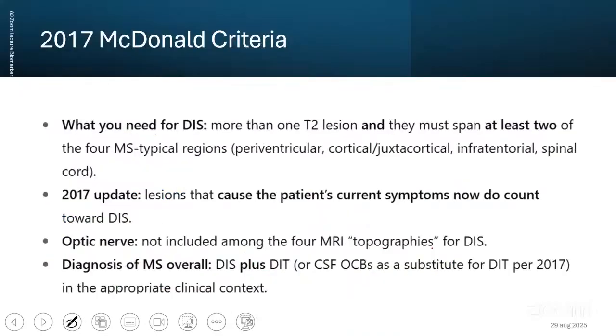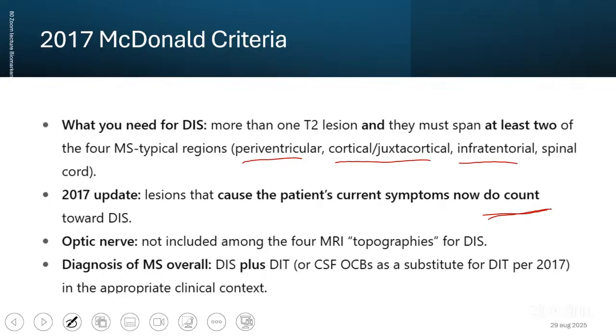So why you need for dissemination in space more than one T2 lesion? They must span at least two of the four MS typical regions. These are periventricular, cortical juxtacortical, infratentorial, and spinal cord. The 2017 update, the regions that cause the patient's current symptoms now do count towards dissemination in space. Earlier, it is only asymptomatic lesions. Now, the symptomatic lesions are also taken into consideration.